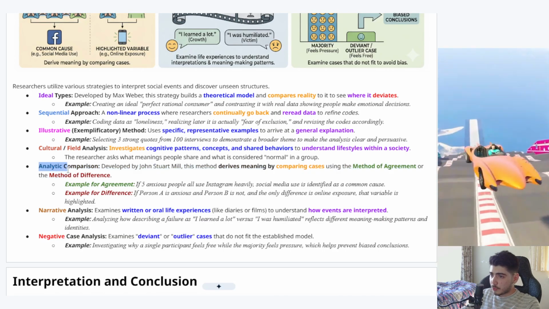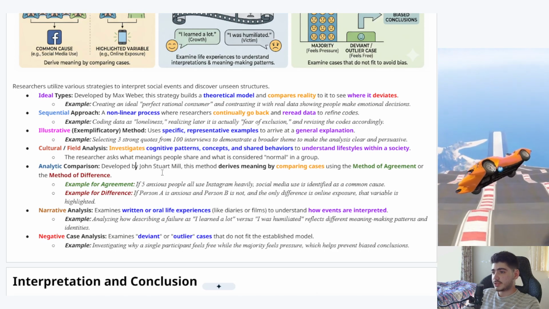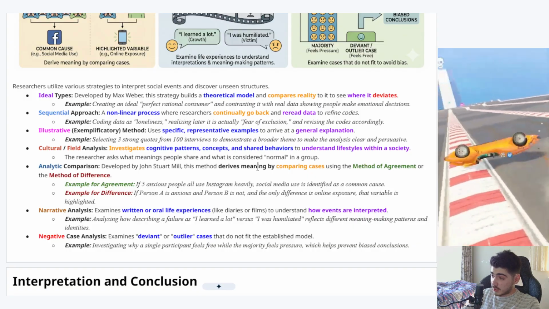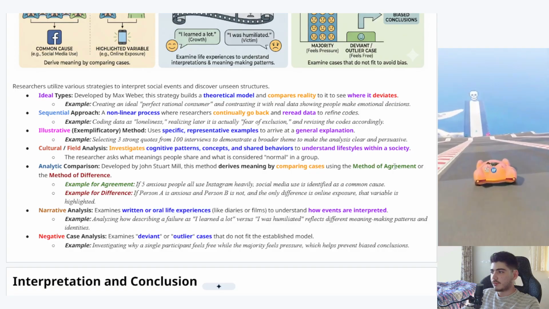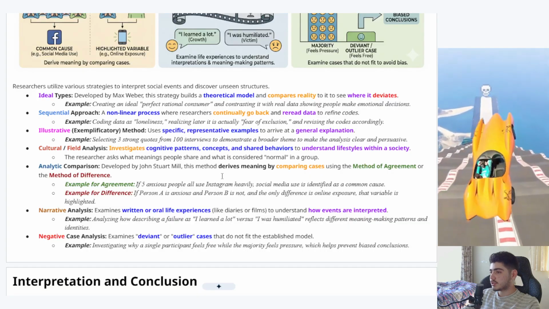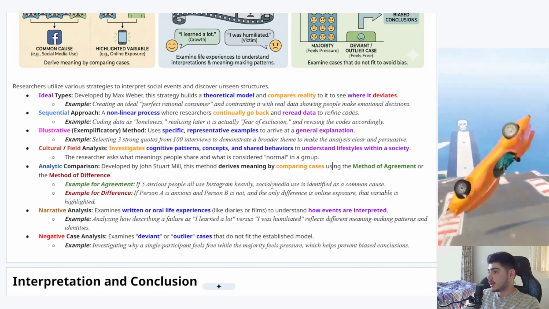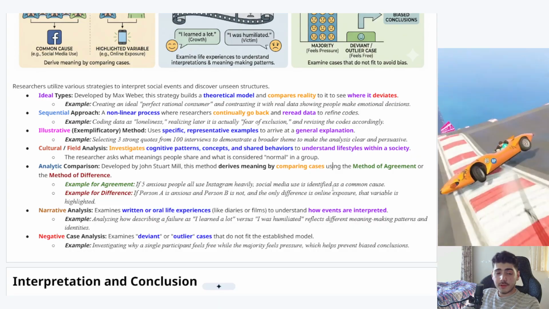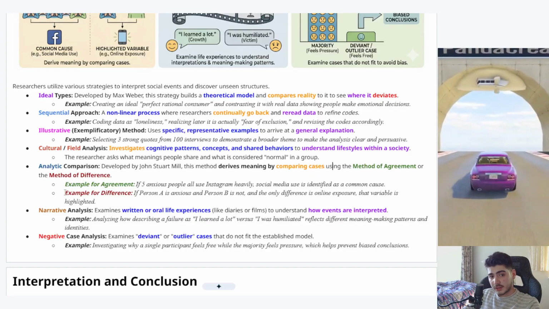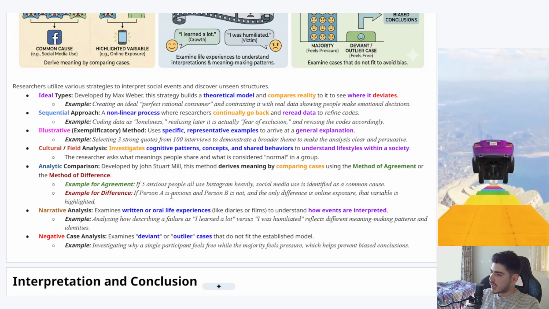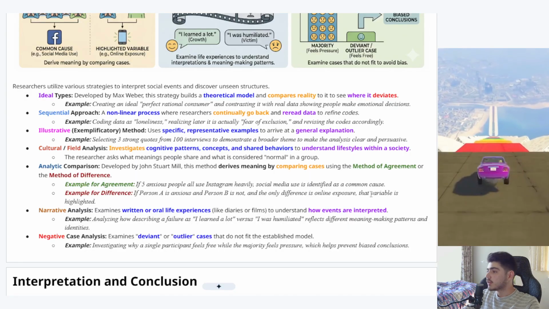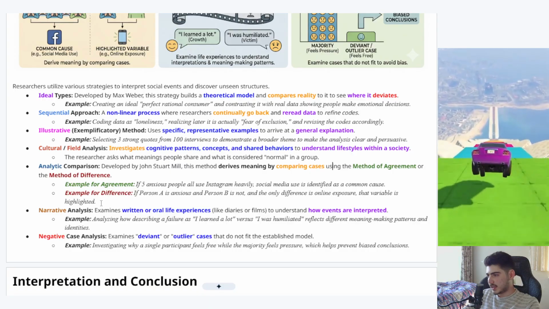The 4th one is analytic comparison, which was developed by John Stuart Mill. It derives its meaning by comparing cases using the method of agreement or method of difference. So, for example, if 5 anxious people all use Instagram heavily, social media use is identified as a common cause. This is the example for agreement. But if we look at the example for difference, if person A is anxious and person B is not, and the only difference is online exposure, that variable is highlighted.